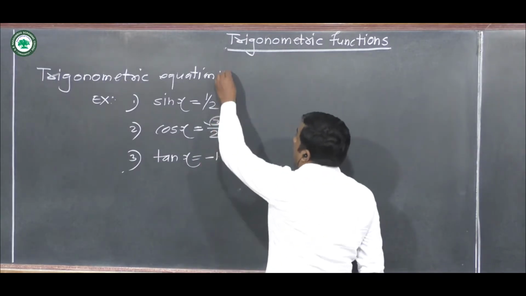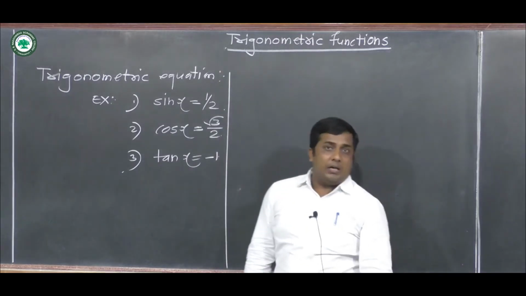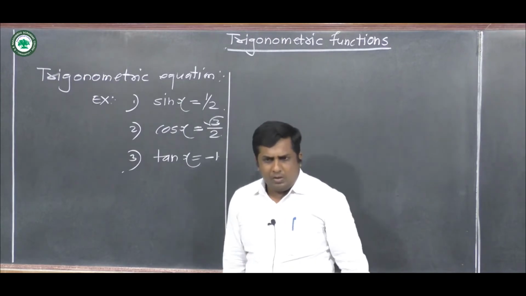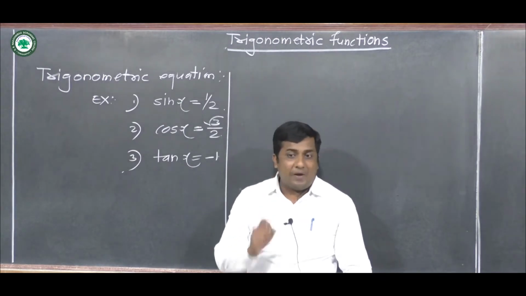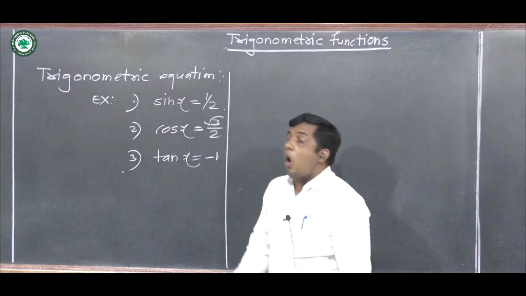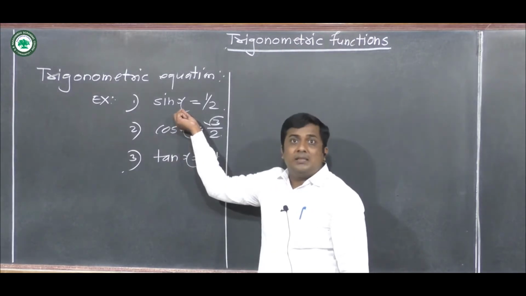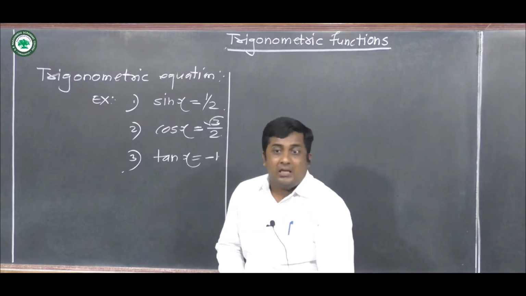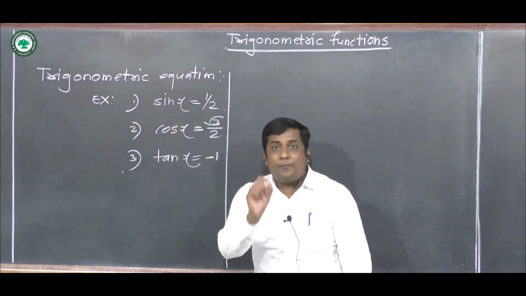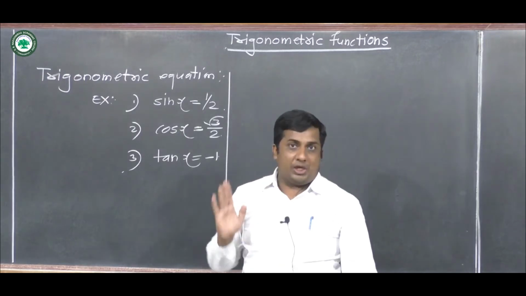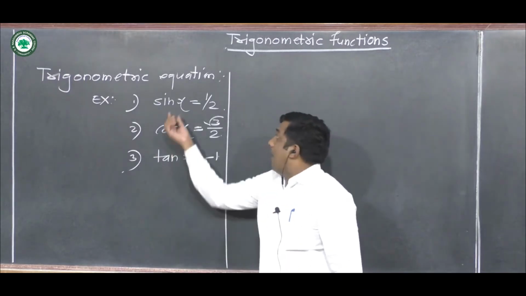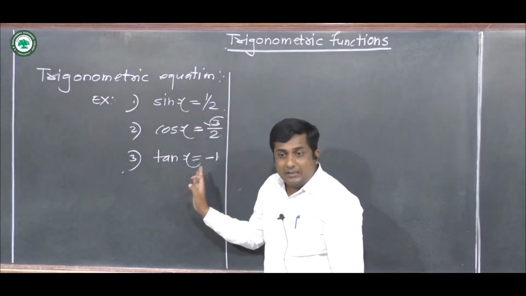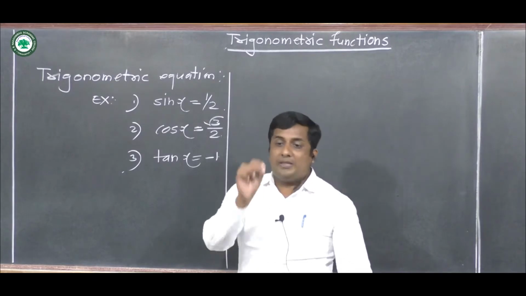Okay, then in the chapter trigonometric functions, we define the solution of a trigonometric equation. Now, what is the solution of a trigonometric equation? Here, the value of x, that is the value of the unknown angle, is the solution of the given trigonometric equation. I repeat, the value of the unknown angle x is the solution of the given trigonometric equation.